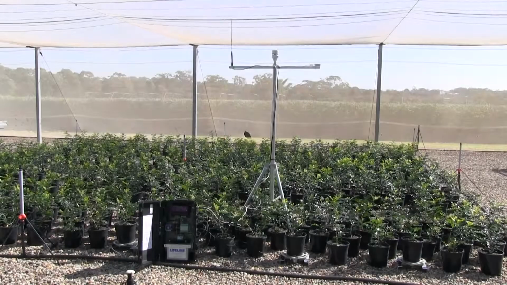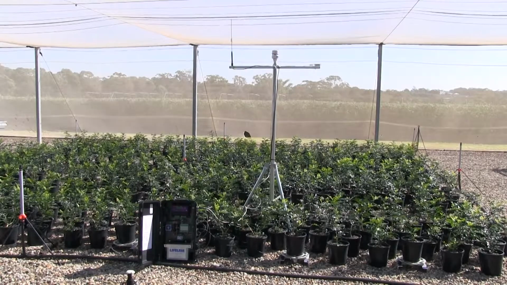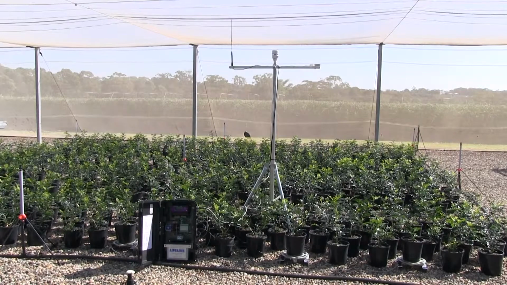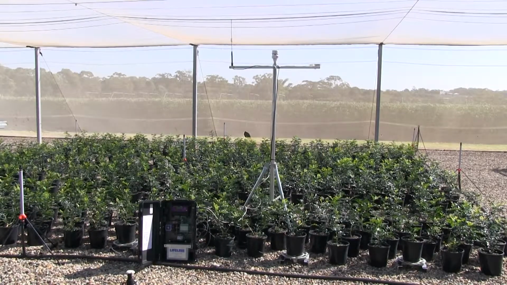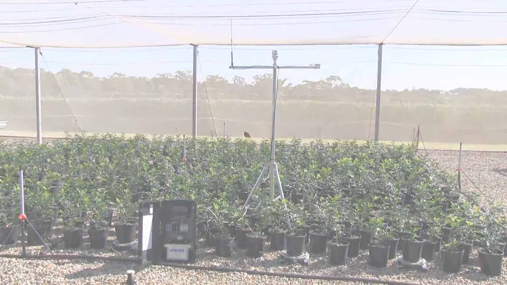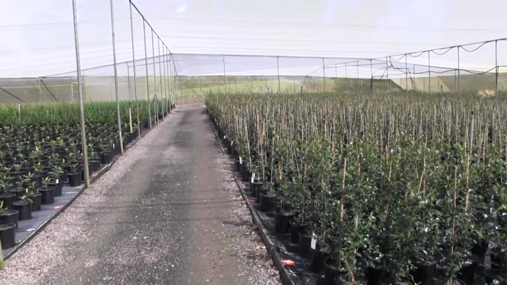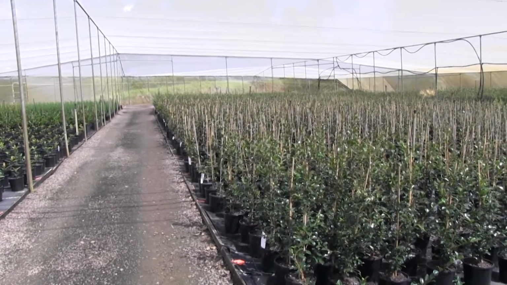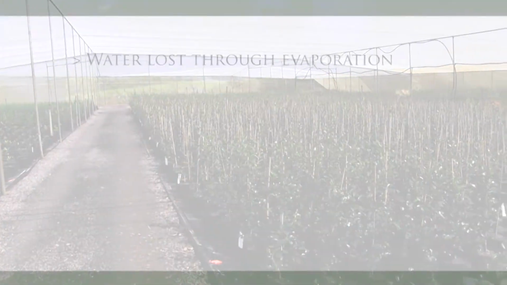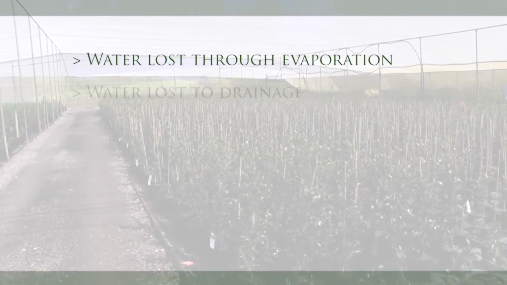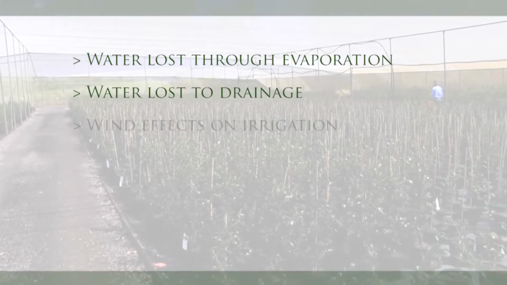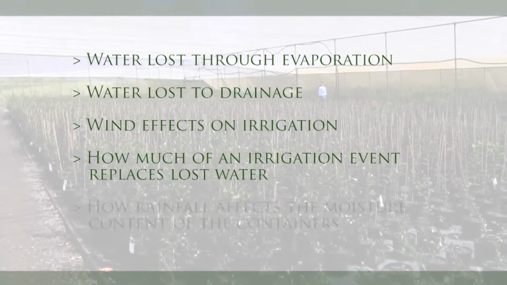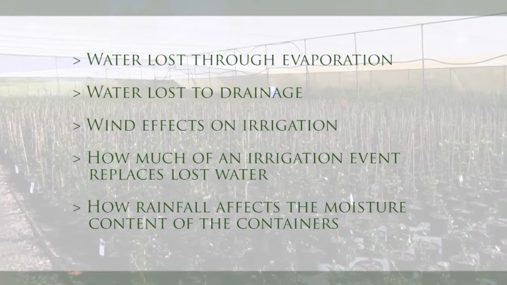The portable weight-based scheduling unit has been developed to enable us to see the changes occurring within the container by recording this information and presenting it in the form where the changes in moisture in the growing media can be displayed on a graph. The unit checks the physical weight of the plant container every minute and allows you, the grower, to see the changes that occur within the container through water loss through evaporation, water loss to drainage, wind effects on irrigation, how much of an irrigation event replaces lost water, and how rainfall affects the moisture content of containers.